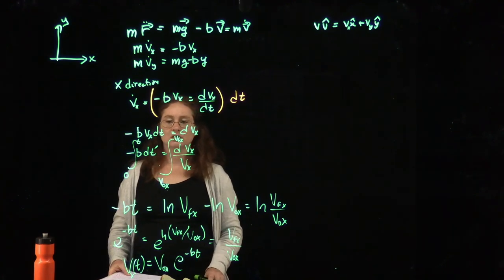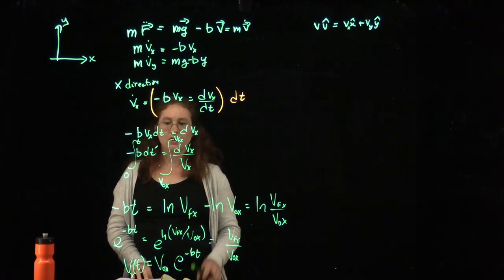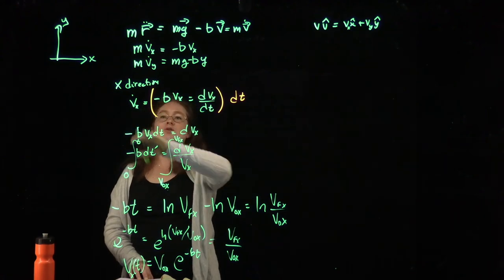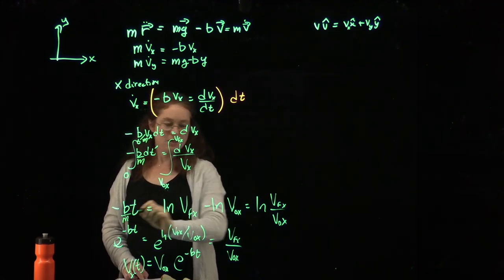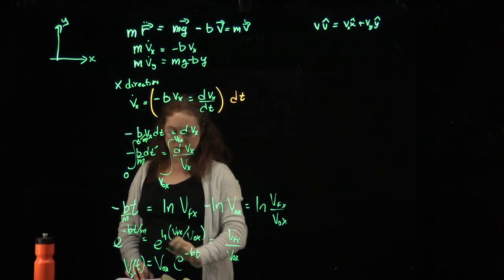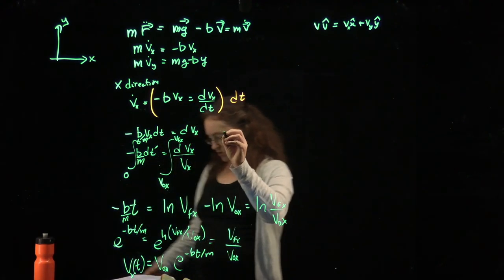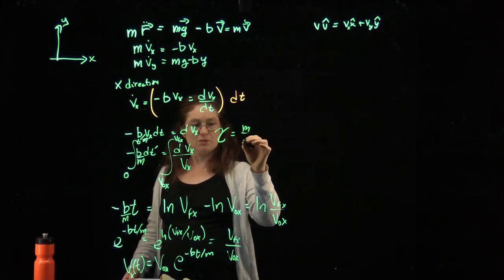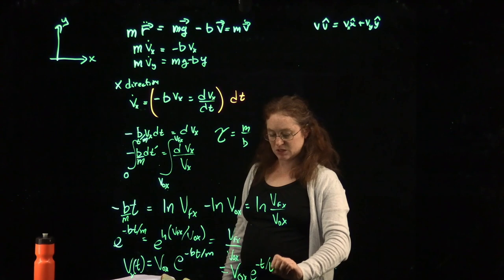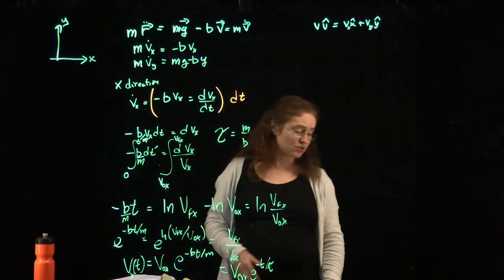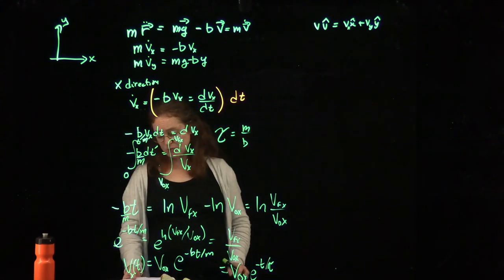I dropped a term here, so I should have had b over m. So I'm going to correct my equations. Everywhere I have b, I should have b over m. There, that should get it. And we can also define tau as m over b, which lets me write this as v0x e to the negative t over tau. The reason I might want to do that is that this is a time constant, it has units of time, and it's going to tell us how quickly the system responds.